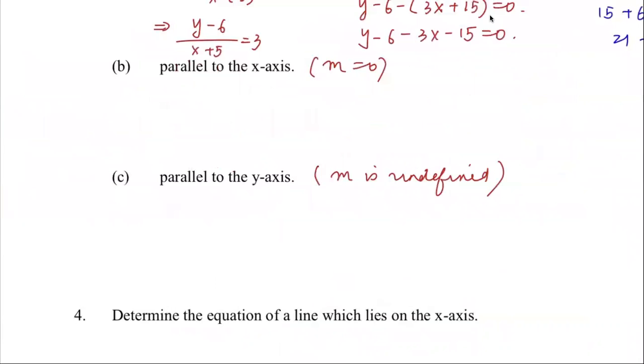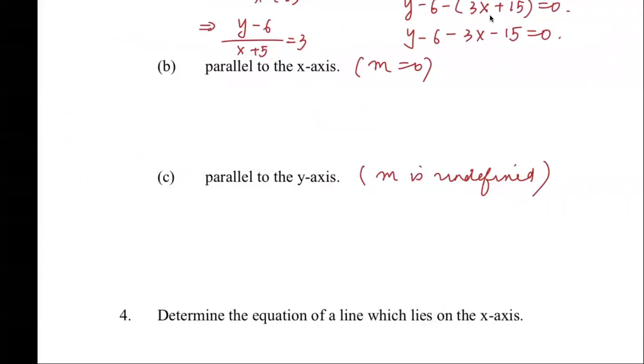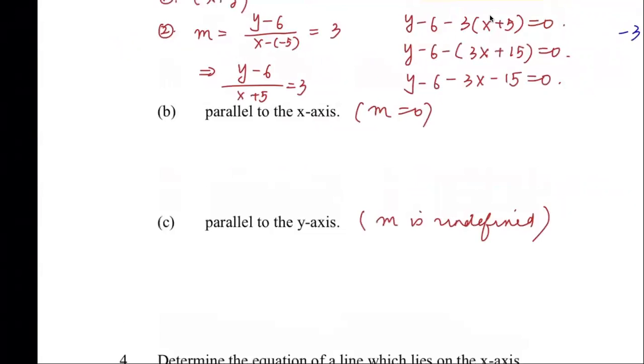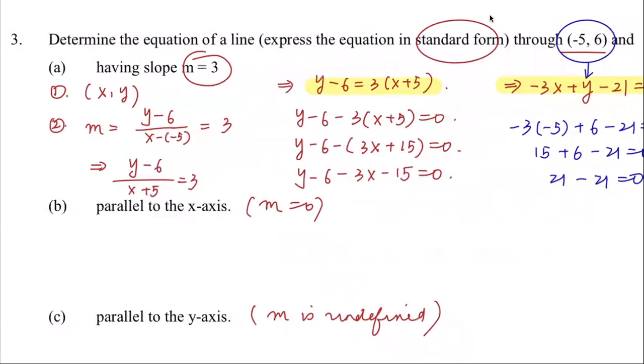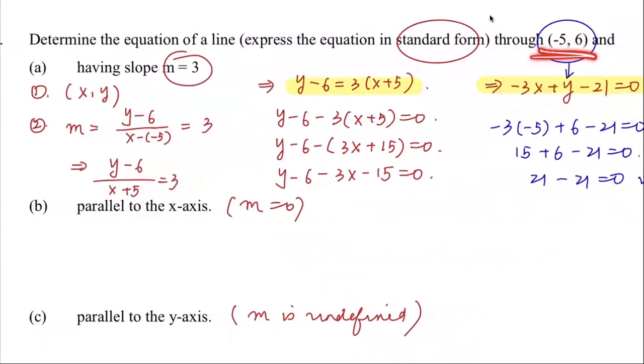Part B, parallel to x-axis. By now, we need to know how to translate these words into math language. When we say a straight line is parallel to the x-axis, that means the straight line is horizontal. If a straight line is horizontal, that means the slope of the straight line is equal to 0. We've seen enough questions to know this. So now the question becomes, we are given this point and we're given a slope which is equal to 0.